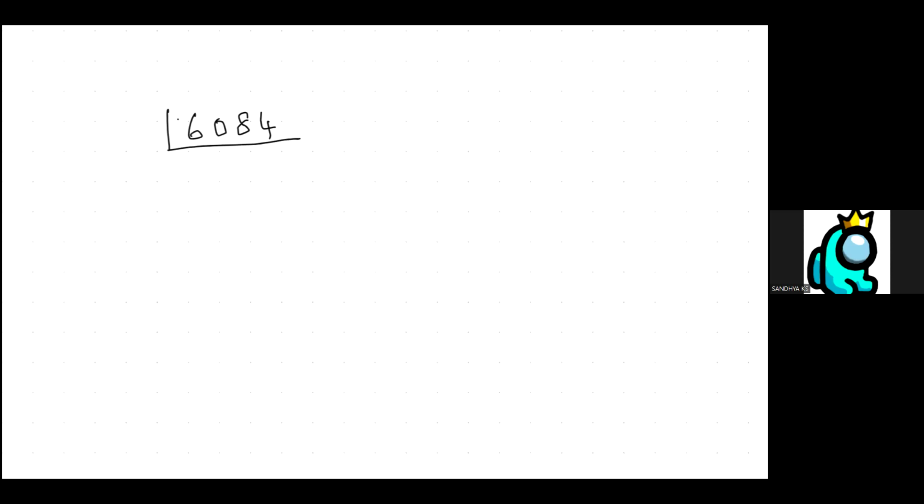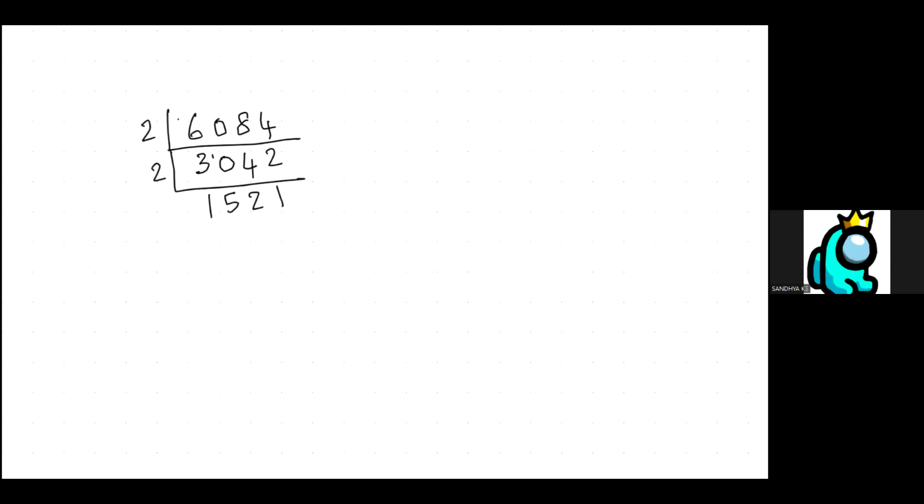3 2s are 6, 0, 4 2s are 8, 2 2s are 4. Then divided by 2 again, 1 2s are 2. Okay, then 1 balance, 5 2s are 10, 2 2s are 4, 1 2s are 2. Now 1 5 2 1 we got.